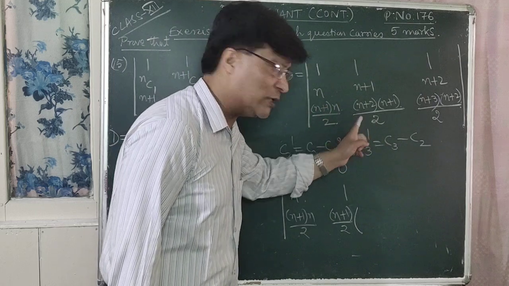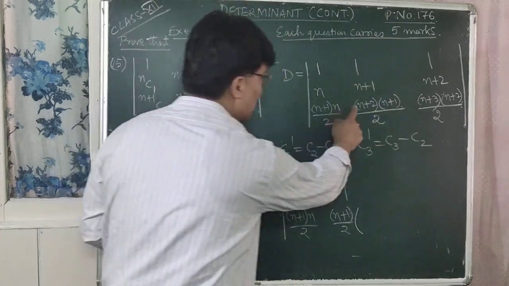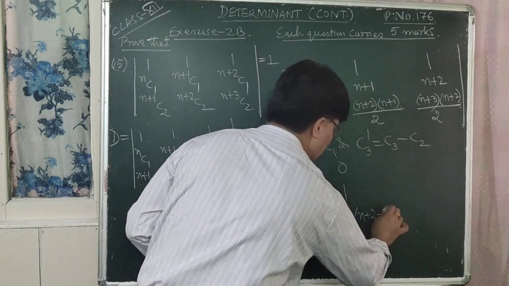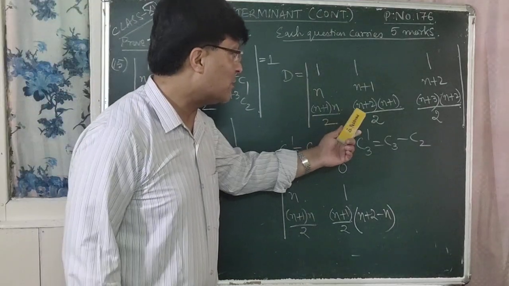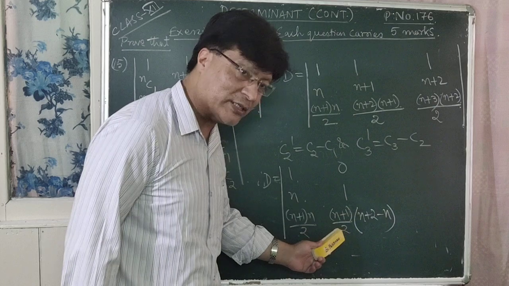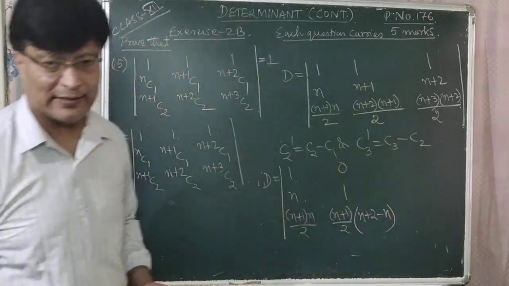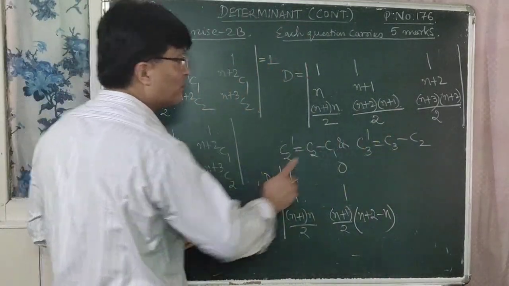So what is common out here? n plus 1 by 2 is taken common here. So within bracket, what do we get? That is n plus 2 minus n. Is that clear now? We have just simplified this minus this. So we get n plus 1 by 2 as common. So within bracket, the remaining terms are n plus 2 minus n. Clear? So next, what is the new third column?